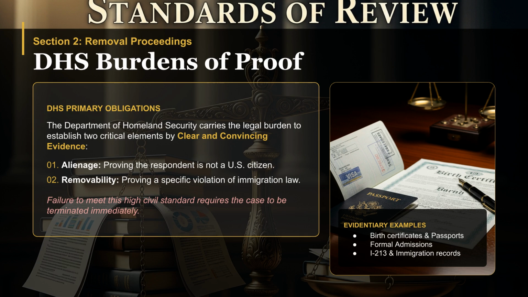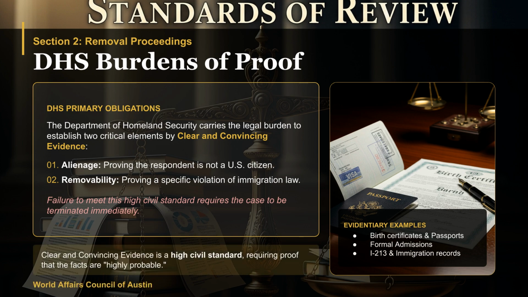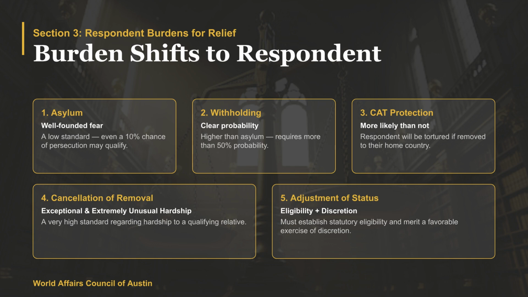The Department of Homeland Security carries the primary obligation in removal proceedings. They must establish two critical elements by clear and convincing evidence: alienage, proving the respondent is not a U.S. citizen, and removability, proving a specific violation of immigration law. Failure to meet this high civil standard requires the case to be terminated immediately. Once removability is established, the burden shifts to the respondent to prove eligibility for relief.